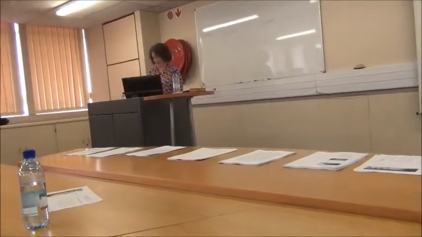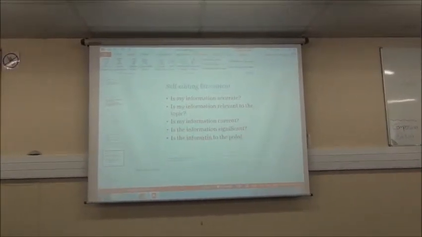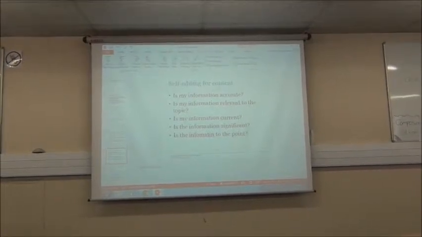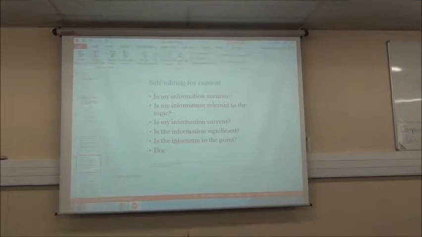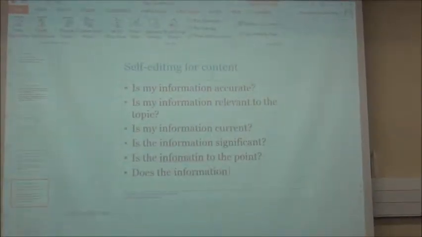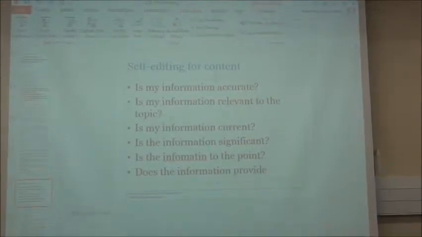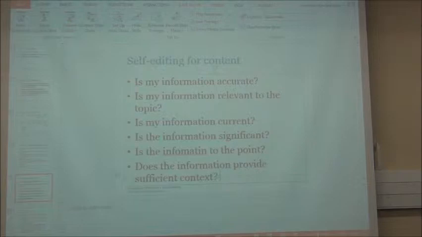Anything else that we can add about content? Should be concise. Aha! Is the information to the point? Yes. What else? Context. Aha! Does the information provide sufficient context for understanding?